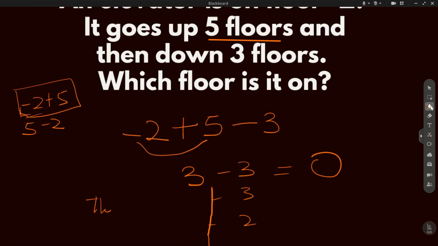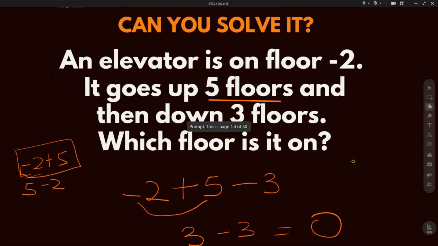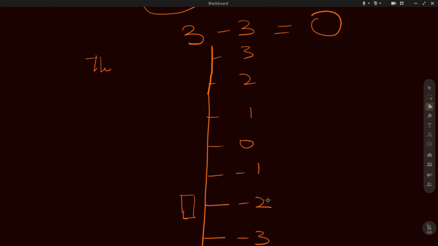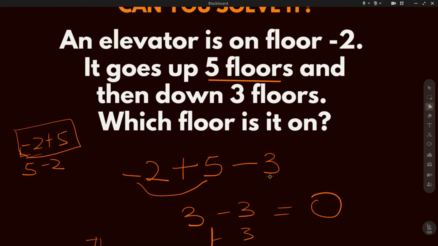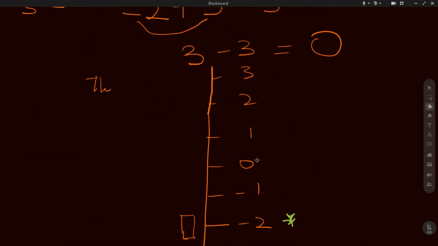So now it says the elevator is on -2. It is here. This is the starting point. Now it goes up 5 floors. Now let's try and go up 5 floors. This will be 1, 2, 3, 4, 5. So if it goes up 5 floors, that means the elevator will be here.